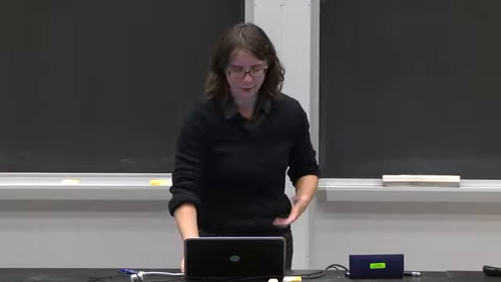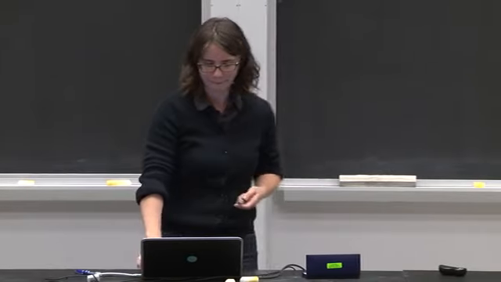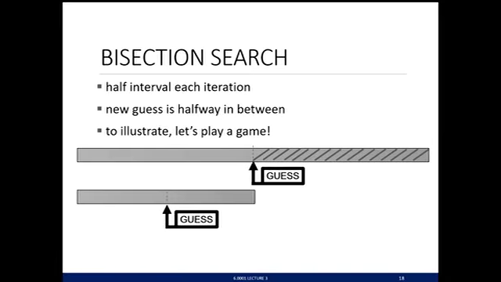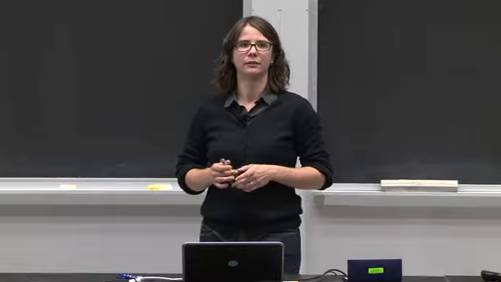So that's basically what I'm illustrating here. So we have our original search space. We're going to choose a guess halfway, eliminate half of the guesses. Then we're going to look in the remaining interval, eliminate half the guesses, and so on and so on.